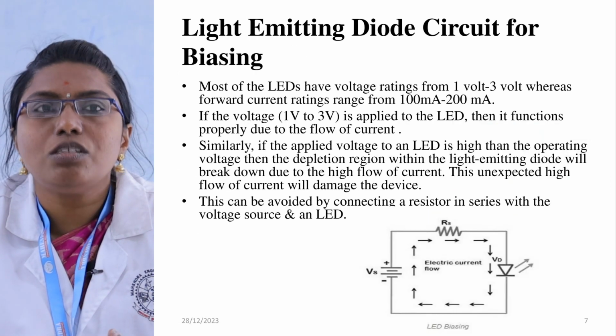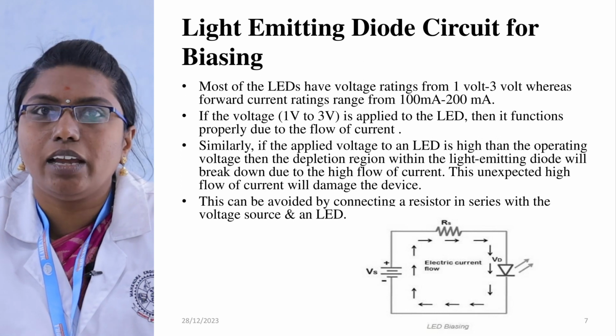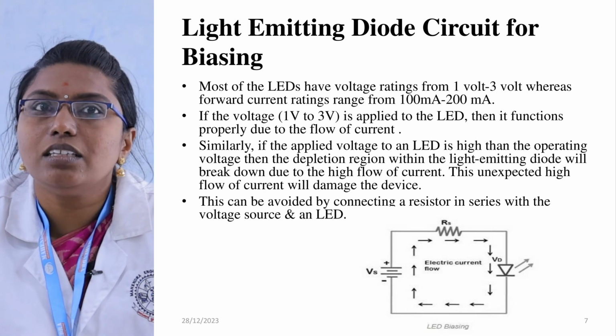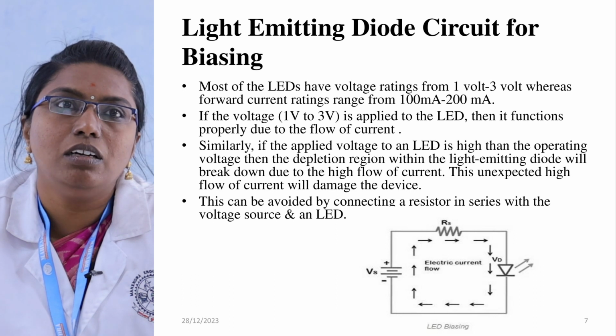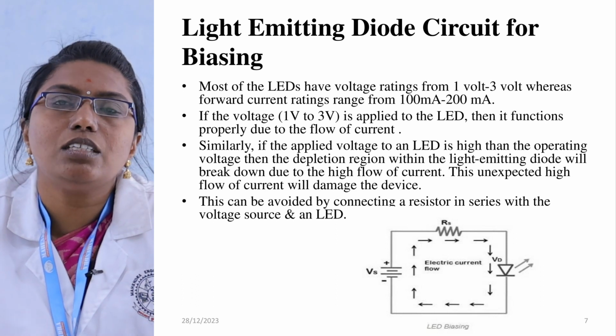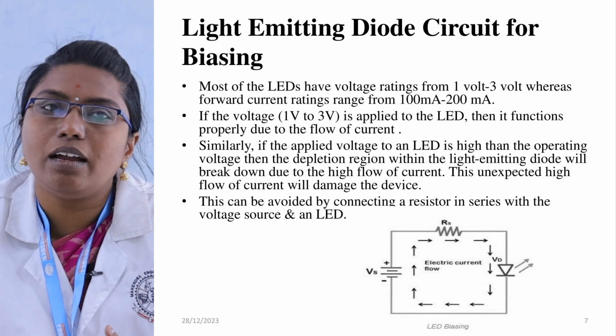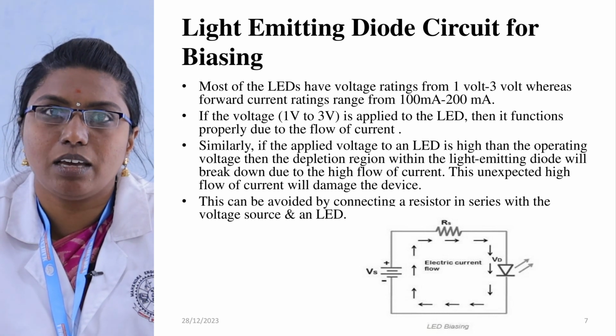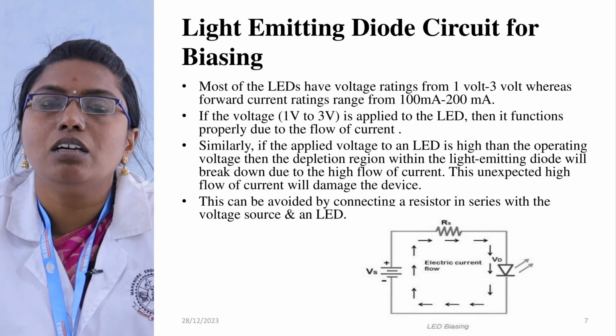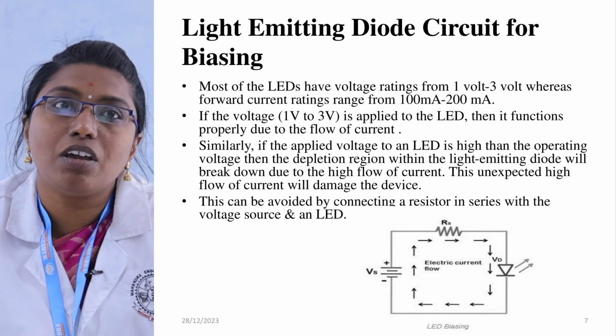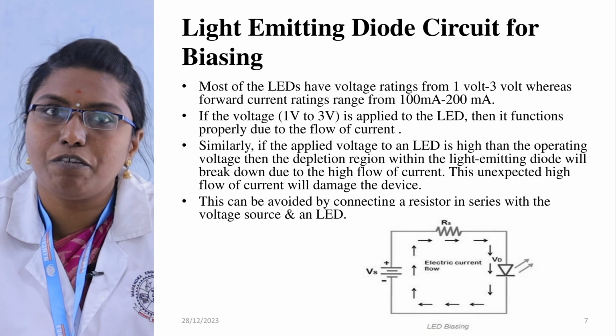So most of the LEDs have some voltage ratings as well as current ratings. Within these ratings only, the LED will function. Here the voltage rating is from 1 volt to 3 volts and the forward current rating is from 100 milliamps to 200 milliamps. If you are giving this voltage to the LED, then it functions properly due to the flow of current.